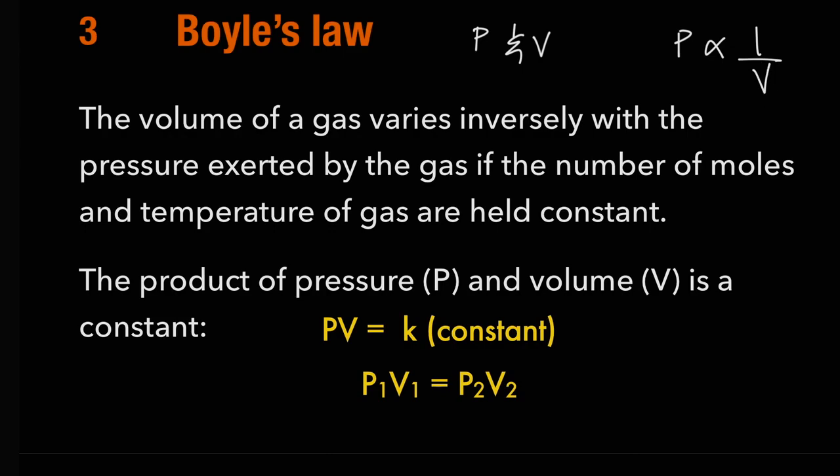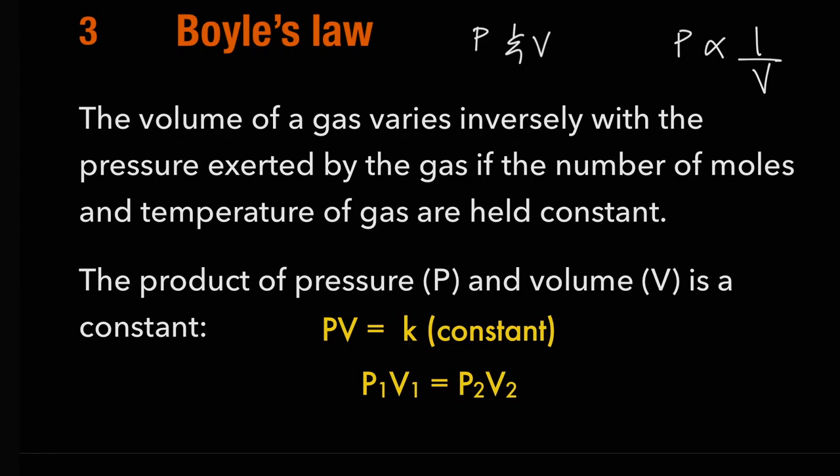Because the reason why we say volume of vessel is because the gas takes the volume of the vessel it's in. So the pressure the gas exerts on the walls of the vessel is inversely proportional to the volume of the vessel. If you rearrange this, you get P equals K over V, and if you take the V to the left hand side, you get PV equals constant.